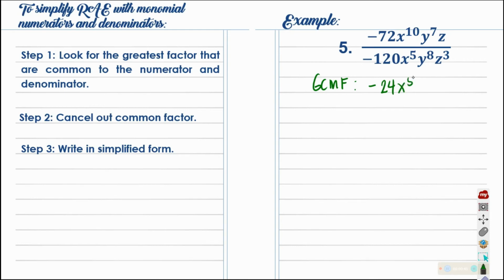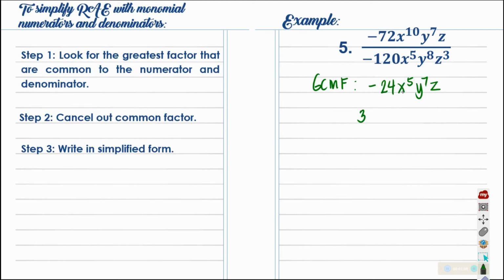And then x to the 10th, x to the 5th, alin yung may least exponent? We have x to the 5th power. Y to the 7th power, y to the 8th power, we have y to the 7th power. And then z and z cube, ang ating GCMF is z. So the GCMF is negative 24 x to the 5th, y to the 7th power, z. Now we have to cancel this out on our numerator and denominator. Negative 72 divided by negative 24. The answer is positive 3.